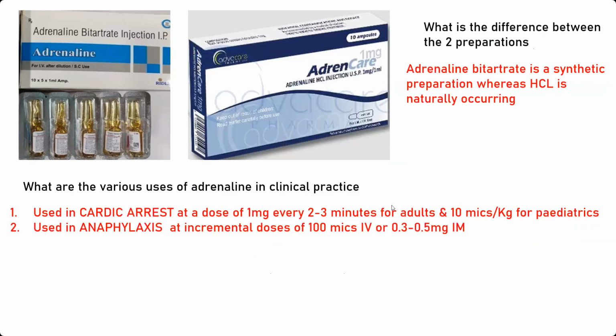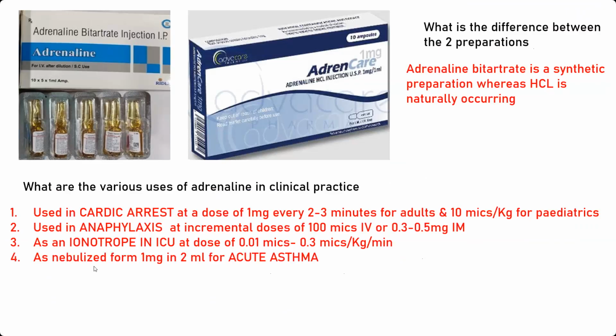So please remember the doses also, because the examiners may not accept only saying cardiac arrest and anaphylaxis. It is better to remember; they may ask you the dosage also. It can be used as an inotrope in ICU, at doses of 0.1 to 0.3 mics per kg per minute. It can be nebulized, 1 milligram in 2 ml, for acute asthma. And it can be added to LA drugs to prolong the action. These are the main actions that you have to remember.